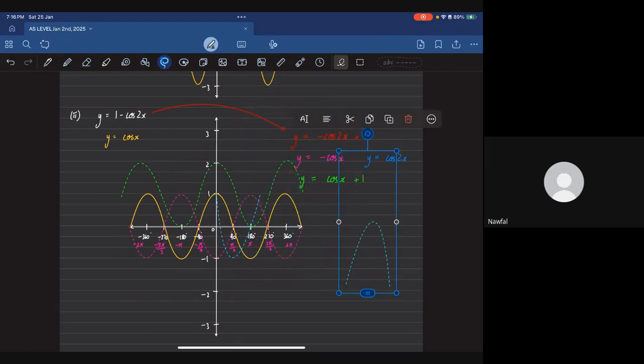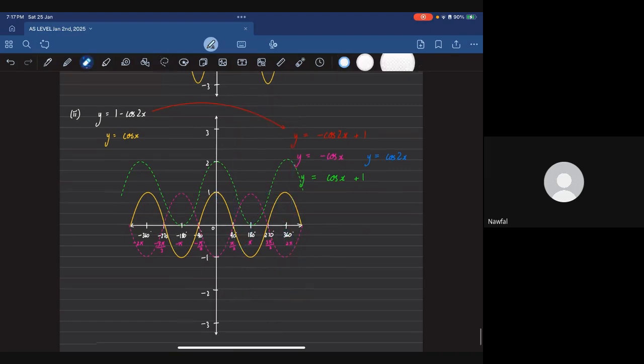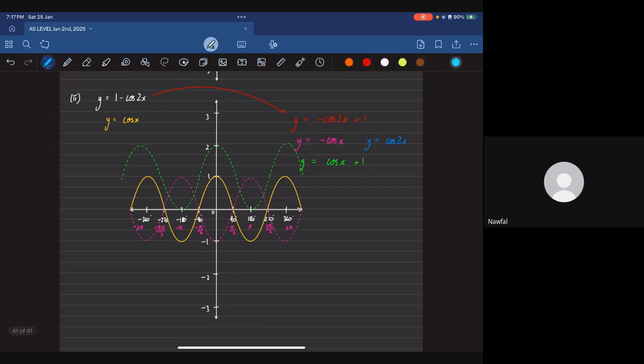Wait, I've drawn this out slightly wrong. So it should be two waves, yes. One wave should be like this now. I'm not wrong. Wait, just give me a moment. So it's going to be like this. Wait, this is getting a bit too crowded. Let me perfect this.